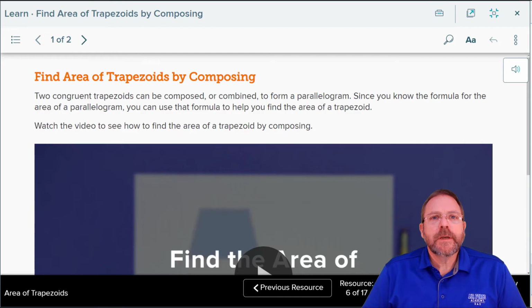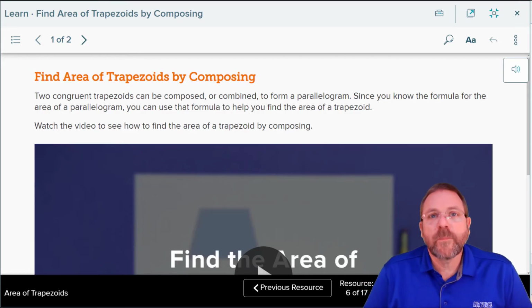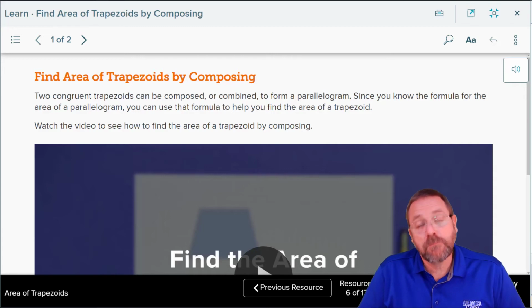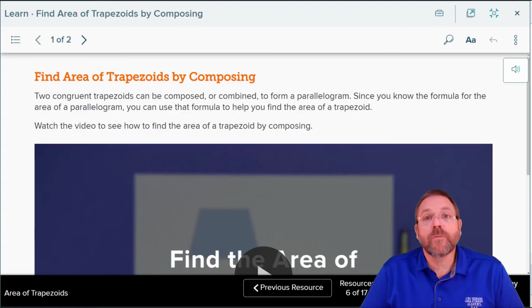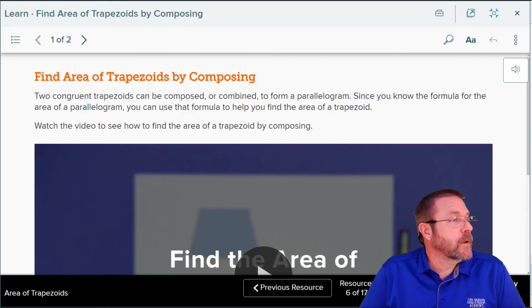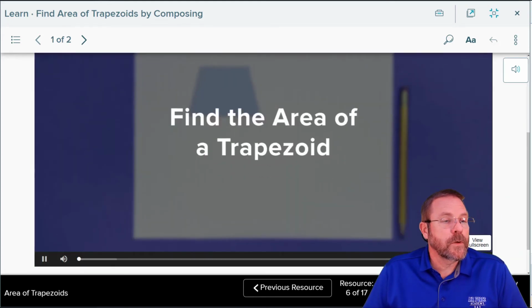Next, we're going to watch another video. This time we're going to find the area of trapezoids by composing, meaning putting them together. 2 congruent trapezoids can be composed or combined to form a regular parallelogram. Since you know the formula for the area of a parallelogram, you can use that formula to help find the area of a trapezoid. Watch this video and we're going to see how to do it.